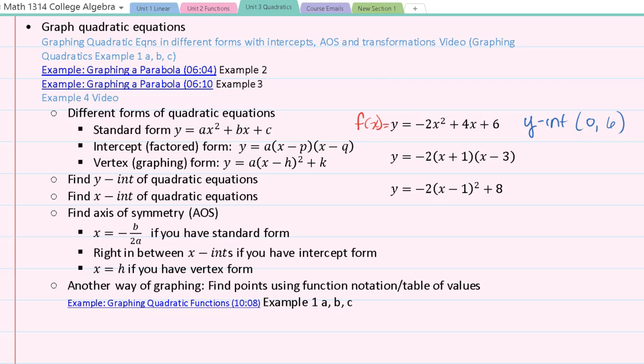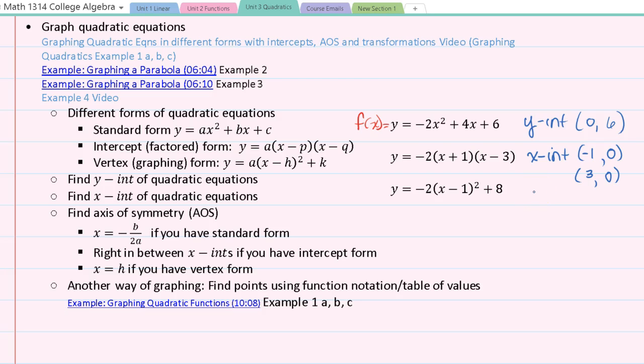The second equation is the first equation, but in factored form. Notice that each factor is prime and cannot be factored further. This form is also known as the intercept form because we can quickly find the x-intercepts for our equation. In our case, when y is equal to 0, we can see that the x-intercepts are located at x is equal to -1 and at x is equal to 3. So the x-intercepts are the points (-1, 0) and (3, 0).